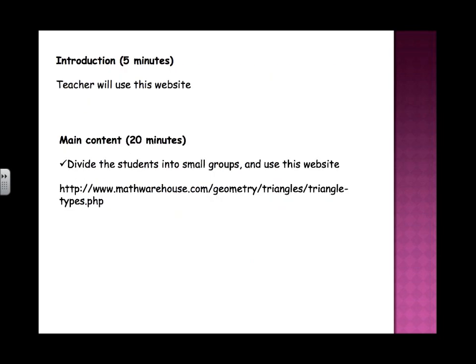For the introduction, the teacher will be using the following websites in order to review what the students have learned from the previous lesson on triangles. For the main content, it will take about 20 minutes of the lesson. The teacher will relate the types of triangles according to the basic features of each triangle by referring to the following website.